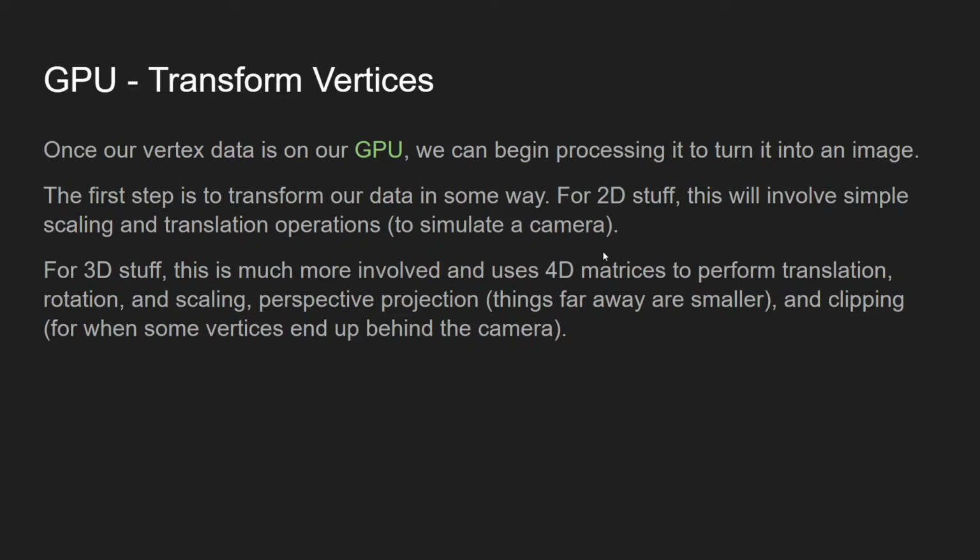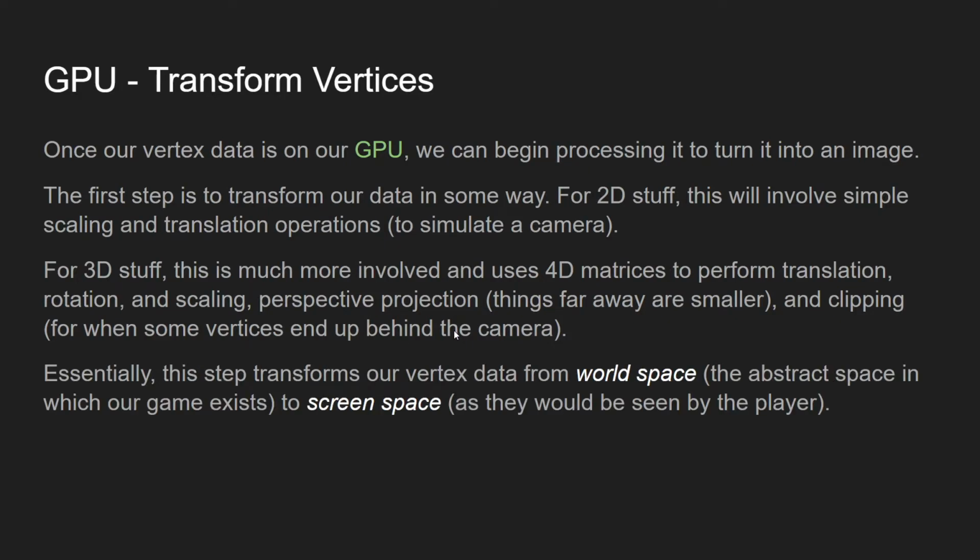But for 3D stuff, it's much more involved. It's very optimized. I really don't understand it at all. I have done a minimal amount of 3D graphics programming, but it uses 4D matrices. It performs translation, rotation, scaling, perspective projection, which is just to simulate the way your brain processes light. And then it also has to worry about clipping, because in 3D space, some points could be in front of the camera and some could be behind, and that causes sort of mathematical oddities. So that's a lot more involved, and it's a big reason we're not doing 3D stuff.